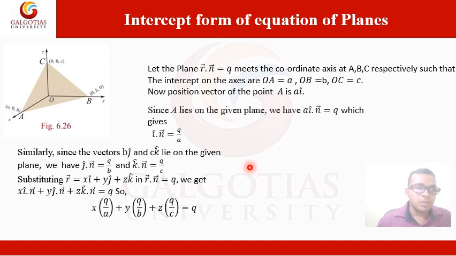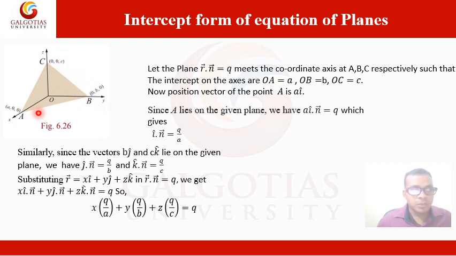Let us talk about the intercept form of the equation of the plane. In the previous slides, what was the intercept form? Intercept means the plane must intersect with some axes. So here you have a plane, and it has some intercepts on its axes. Suppose here the x-axis, y-axis and z-axis. A is on your x-axis, B is on your y-axis and C is on your z-axis.